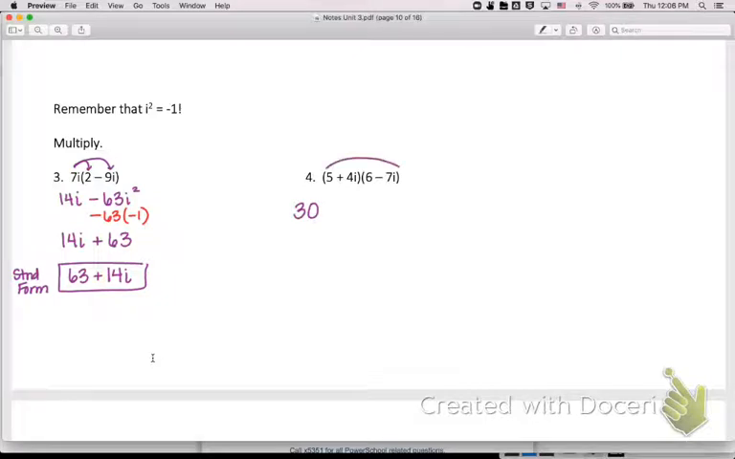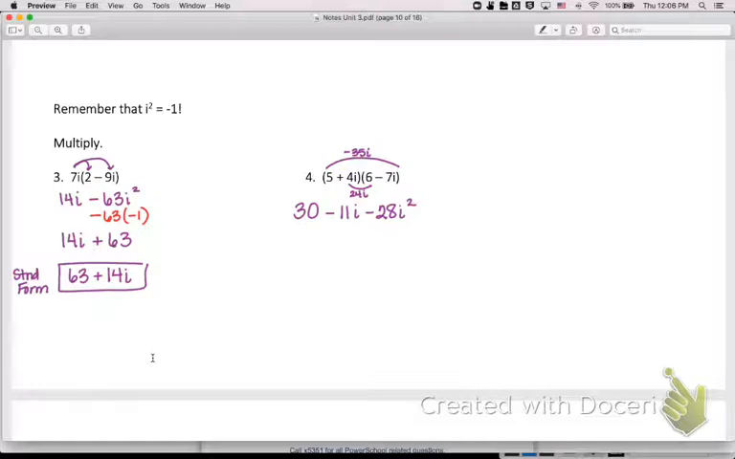Then our outside is negative 35i, and our inside is 24i. And again, you can keep track of that in your head if you want. When I combine those together, I get negative 11i. And then our last is 4i times negative 7i. So we get negative 28i squared.